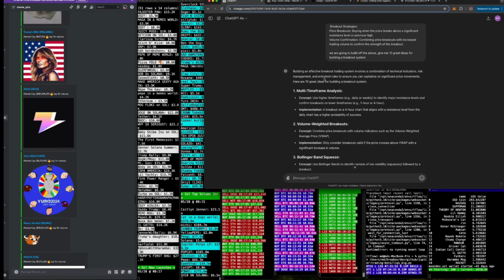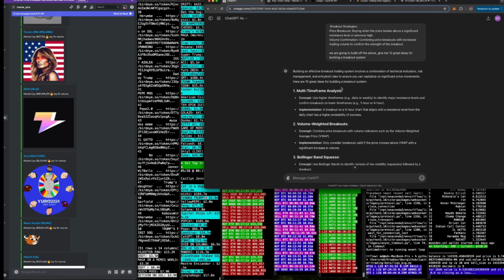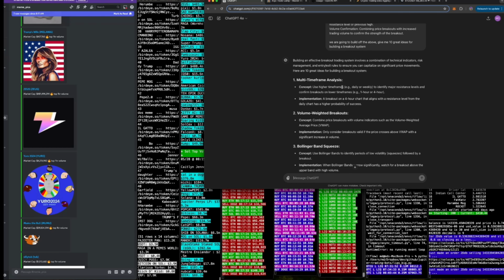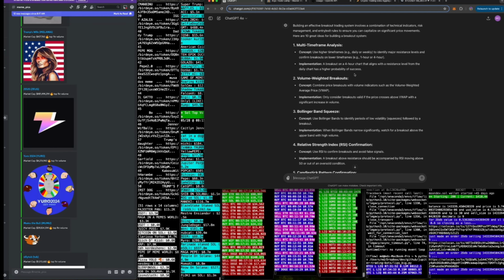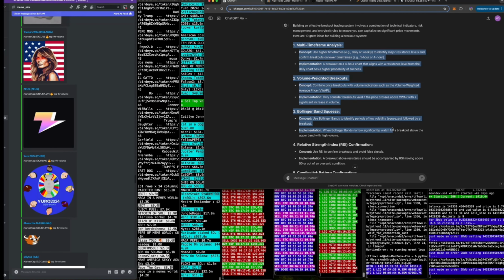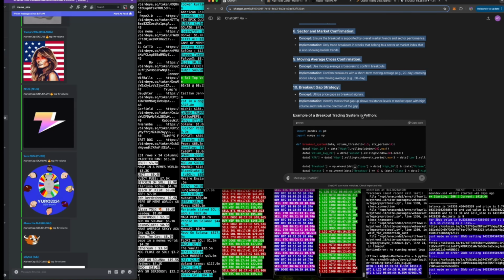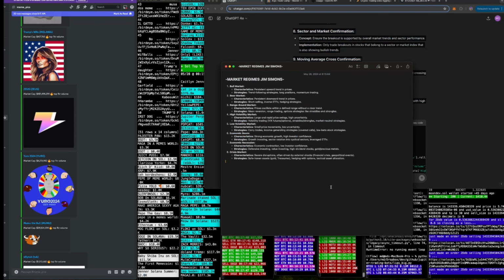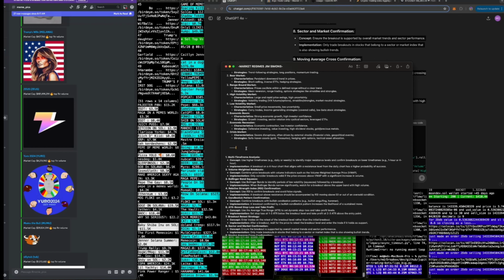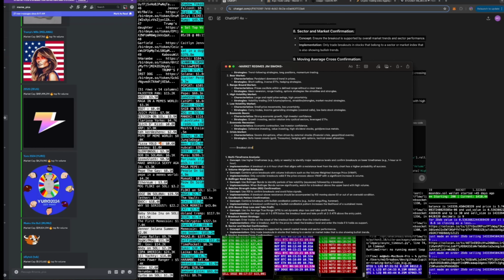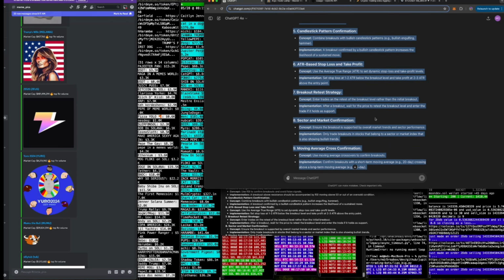Building an effective breakout trade system involves a combination of technical indicators, risk management, and entry-exit rules to ensure you can capitalize on significant price movements. Here are 10 great ideas for building a risk management, or a breakout system. Freudian slip right there. We got to worry about risk management, number one, of course. Good thing I built a lot of this code already. So here's 10 ideas for breakout strategies. Okay. So let's go ahead and see what they are.